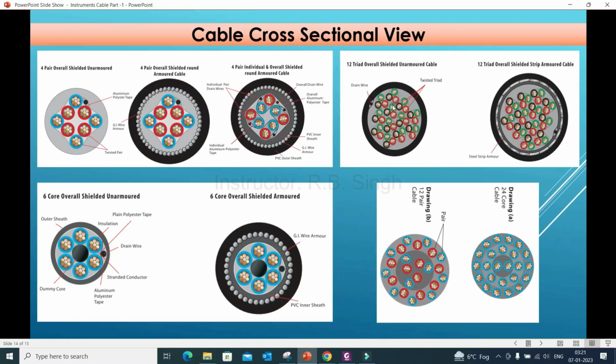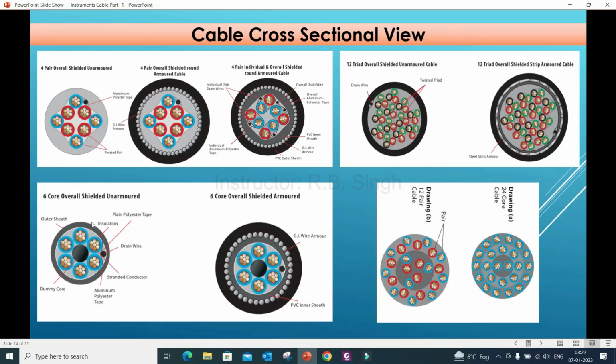This is the 12 triad cable. Basically for one triad there are 3 wires required. So for 12 triad, 12 into 3 wires will be there, but for each triad we have individual shielding. So these types of arrangement will be there. So you can see twisted triad cables with drain wire and individual and overall shielding, but this is unarmored. Again here you can see this is the stripped armor. Earlier I told you about plate armoring or sheath armoring, but in other language you can see this is the metallic strip. So 12 triad with overall shield with metallic strip armored cables.